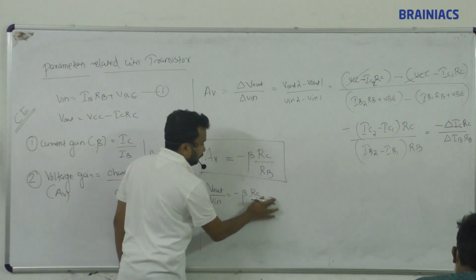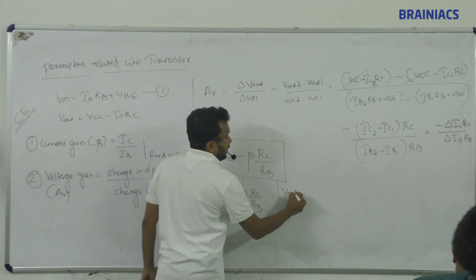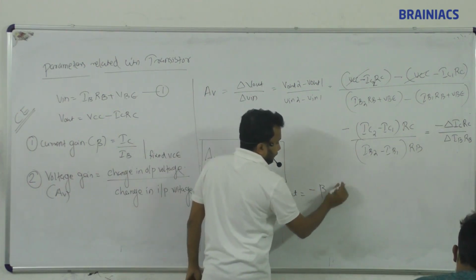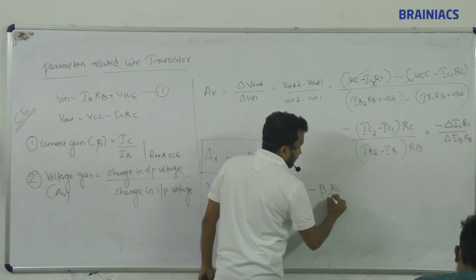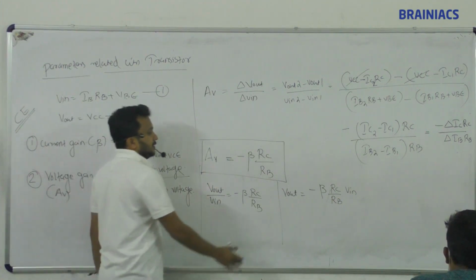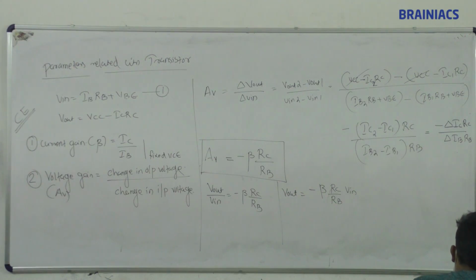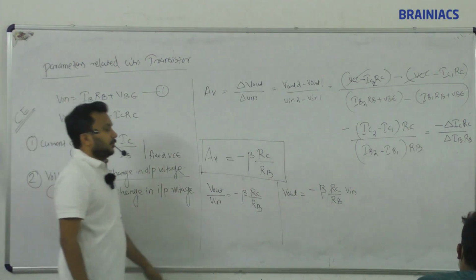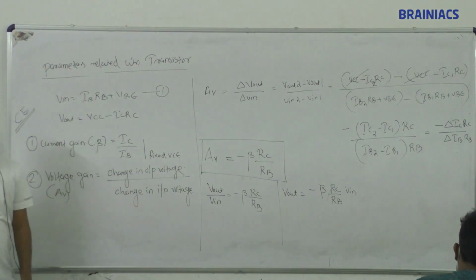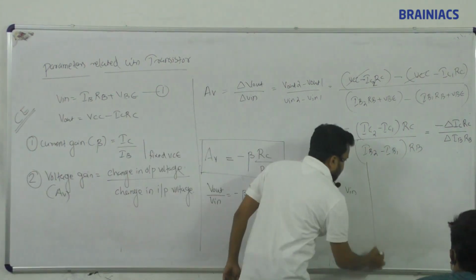So this AV I can write as V out by V in equal to minus beta into RC divided by RB. Additionally I can write it as V out equal to minus beta RC divided by RB into V in. AV means V out by V in, output voltage by input voltage. Okay? Now see one point.